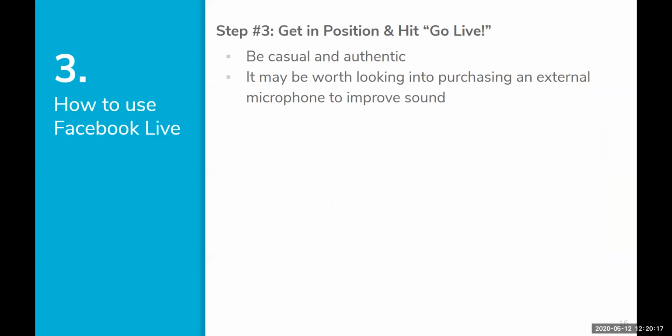One tip is that it might be worth looking into purchasing an external microphone to improve sound. I know a lot of people have been using that, and I know I can include some tools, some things on Amazon that I found that might be really helpful. Another thing is a tripod. They make tripods for your phone actually, or your tablet that you can easily pop up and hit the live button and it will just stay stable.